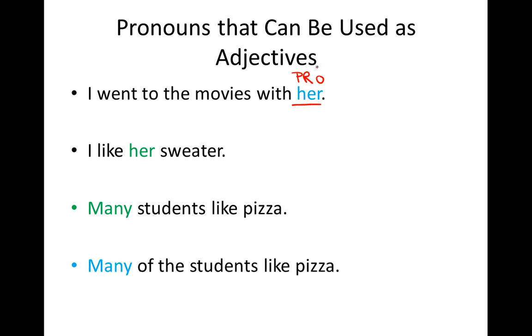Let's look at the next sentence. I like her sweater. In this sentence, her does describe something. It describes sweater and answers the question, whose? Whose sweater? So, in this sentence, her is an adjective.